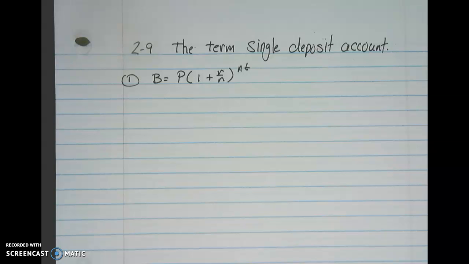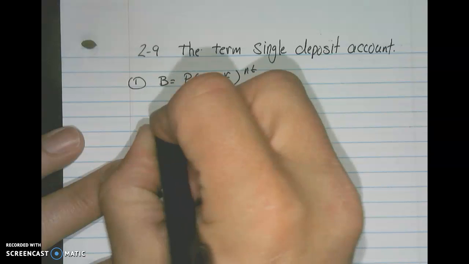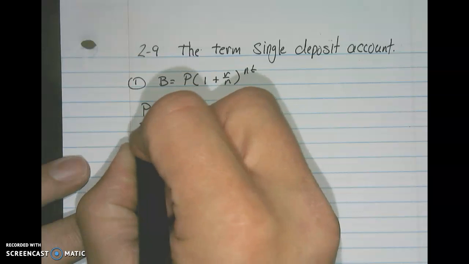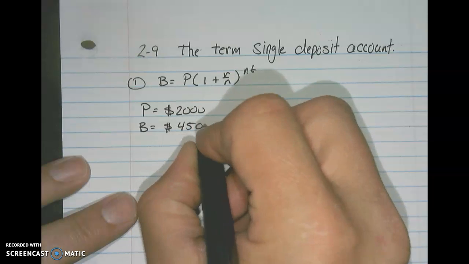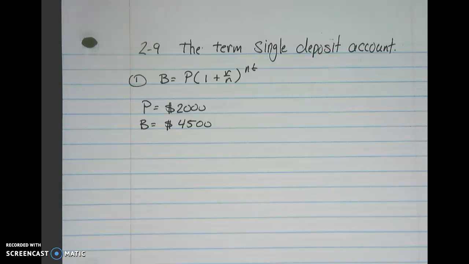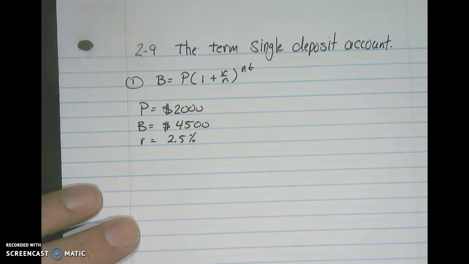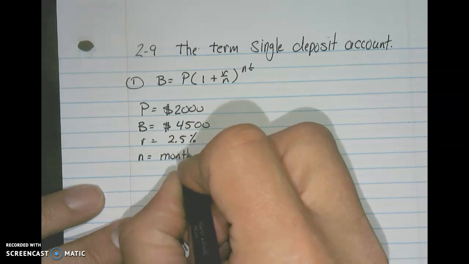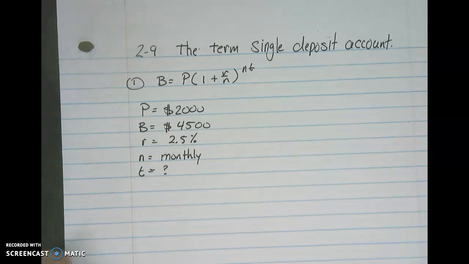So first thing we're going to do is, let's just make something easy. Let's say that our principal is going to be $2,000. We ended up with, let's just make it easy for us, 4,500. We're going to say that our rate was 2.5%. And then our times that was compounded, we're just going to say monthly. Okay. So the thing that's in question is how long did it take us to make that much money?